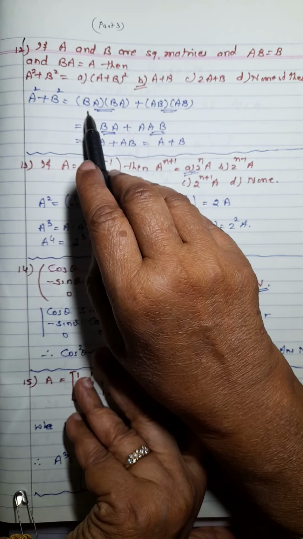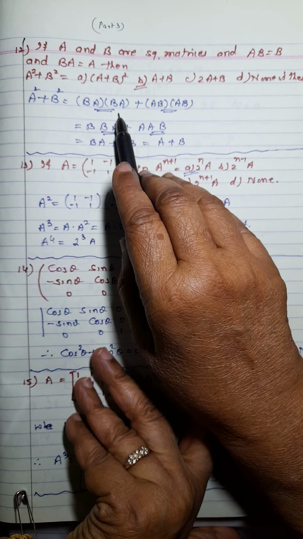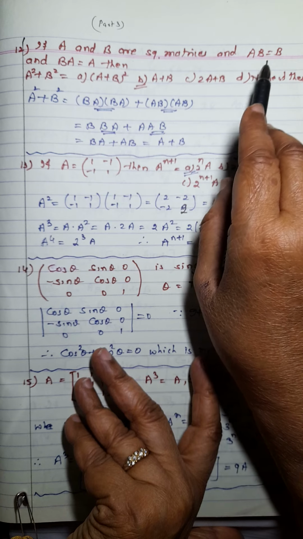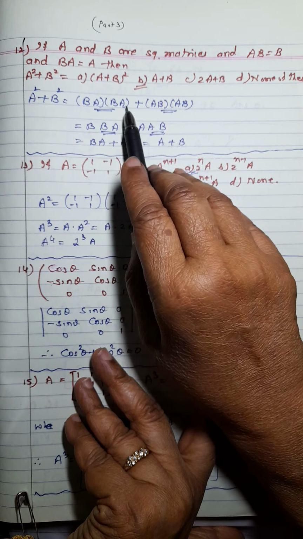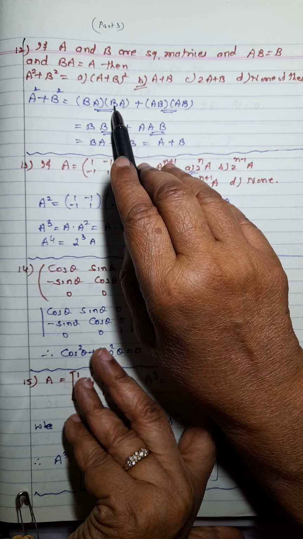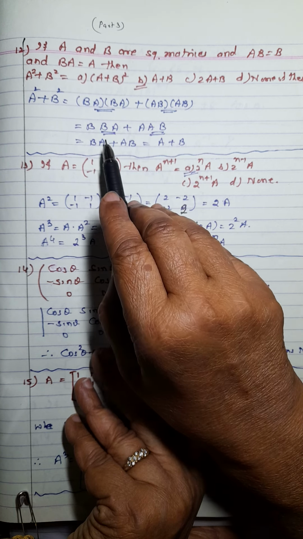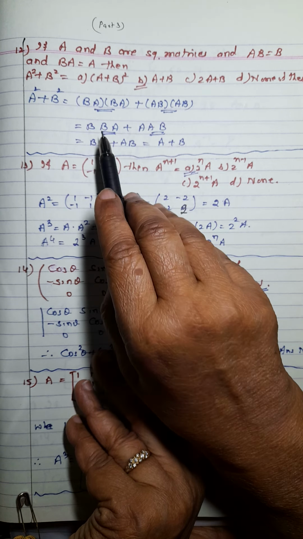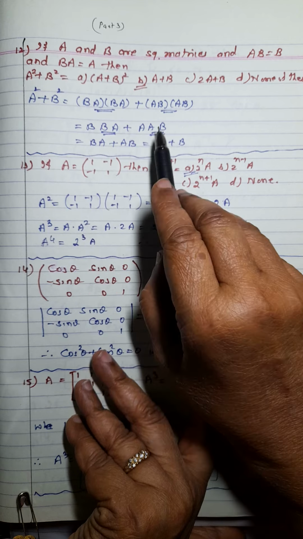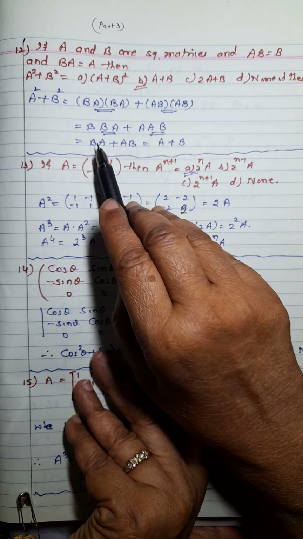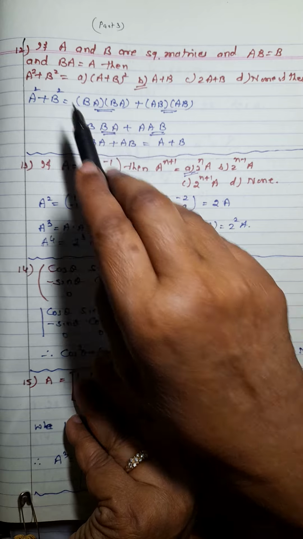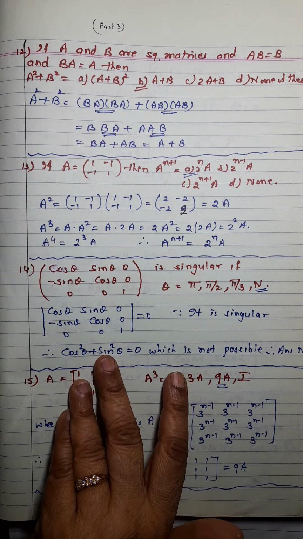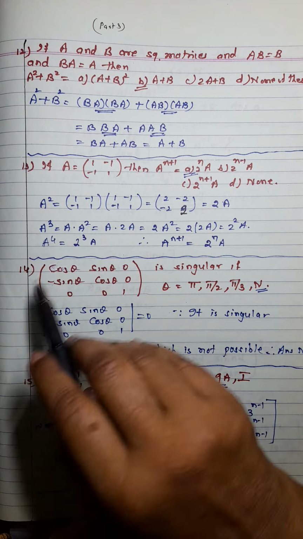A square is A times A, which is BA into BA plus AB into AB. Now the associative property is true in matrices, so I'll take AB together, and for AB I'll write B, and for BA I'll write A. Then BA is A and AB is B. Again BA is A and this is B. So this is your answer. Remember this answer in the exam, no need to solve it.